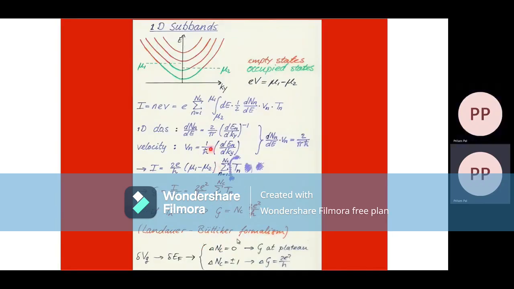So now to derive the conductance quantization, we need to calculate the current that goes through these one-dimensional subbands. For that purpose, we apply a small potential difference.